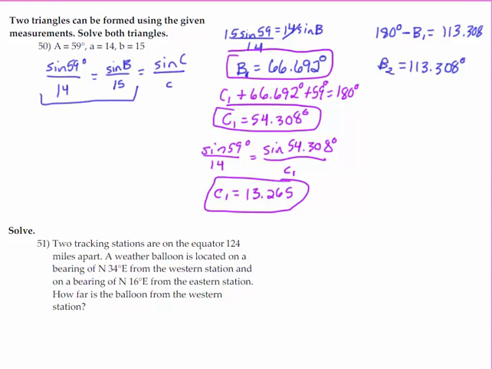Now we go back to our second one. And if we hadn't already, we would find B2, because you take the number that you got on the calculator, you do 180 minus 113.308, then we are going to subtract from 180, this time using 113.308. So 180 minus 113.308 minus 59 is 7.692.